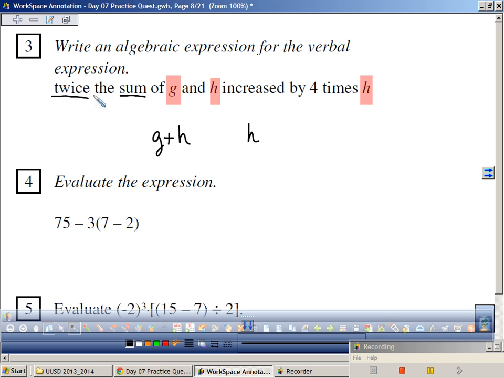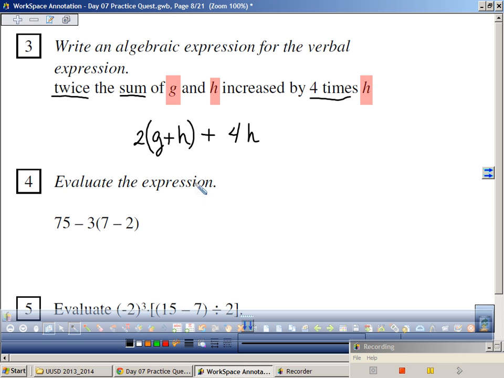Twice the sum. So would I write that like this? Parentheses. Twice of the sum. Increased by 4 times h. What about h? 4 times h. What about 4 times h? Increased by. Isn't it easier to go from the variable out? No? Yeah. Sort of? You're not convinced yet?